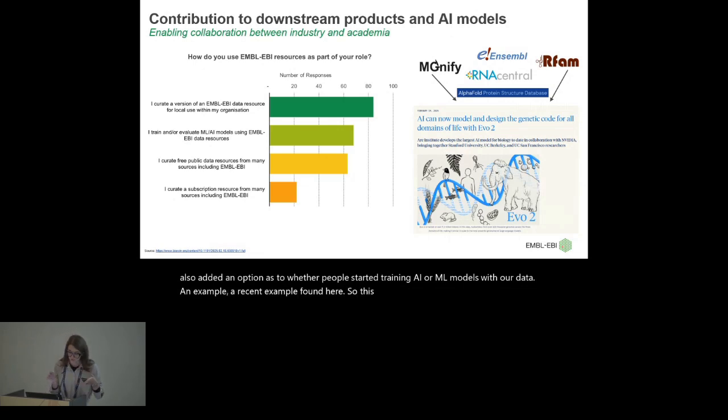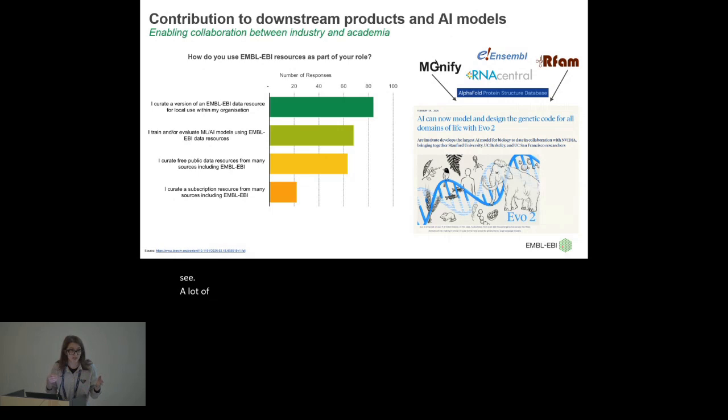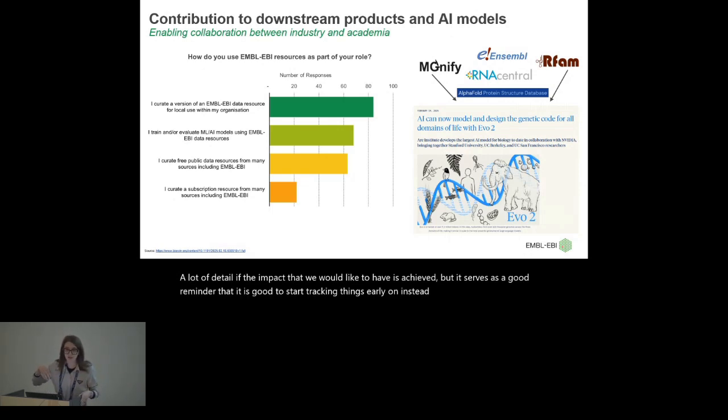So this is a very recent example that we cannot really see in a lot of detail if the impact that we would like to have is achieved, but it serves as a good reminder that it is good to start tracking things early on instead of trying 3 years later to look for examples of how our data have been used. I think it is better if we start tracking things more consistently and be aware of the journey of our data from early on.